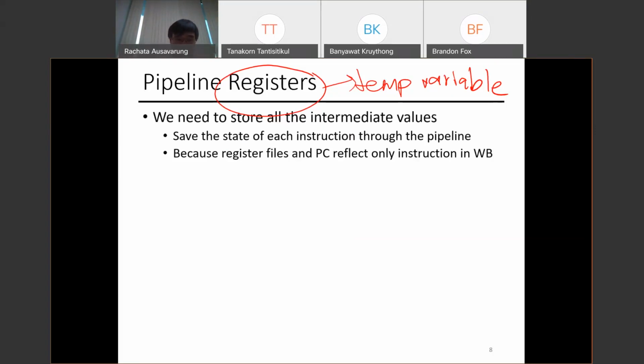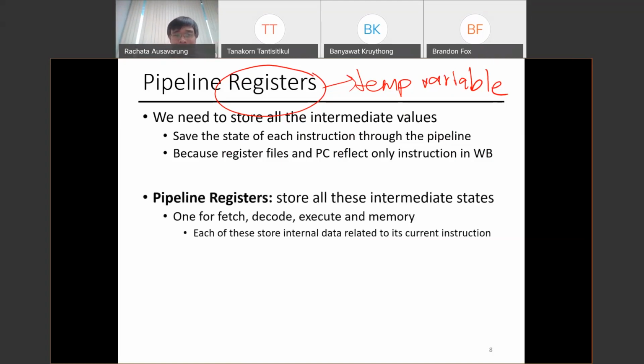Why do you have to save it? The reason is because register files and PC only reflect what is in the write back, right? So the pipeline register has to store all the intermediate states, and once you fetch, everything related to the fetch is stored in the pipeline register, and in the next cycle, those values get forwarded to the decode. Then in the next cycle, that gets forwarded to the execute.